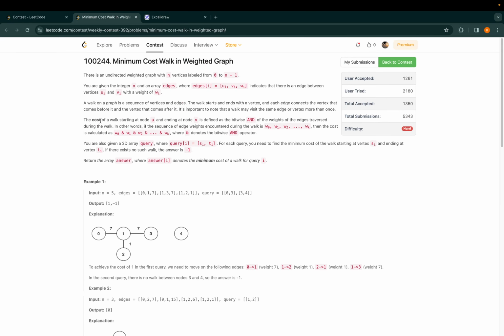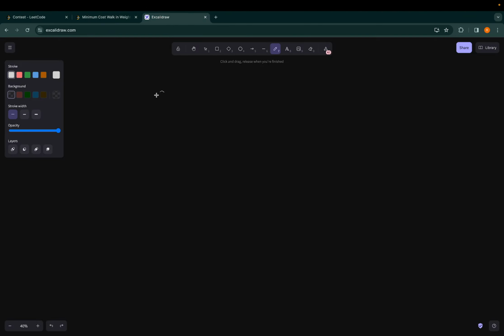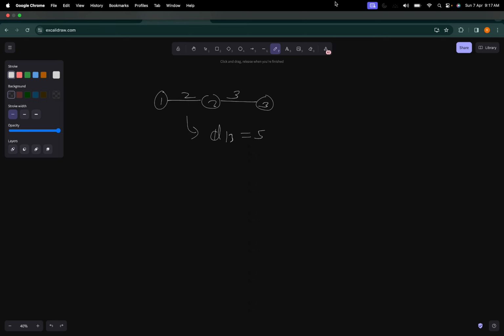The only twist over here is that when you want to find a distance between a node u and a node v, instead of doing a normal addition of their weights... let's say there are two vertices 1 and 3, and there's an edge from 1 to 2, and an edge from 2 to 3. The weight of the edge from 1 to 2 is 2, and the weight of the edge from 2 to 3 is 3. Let me draw that. Let's say there's a graph like this, and the weights are these. Then in a normal world, the distance between 1 and 3 would be 5, right?